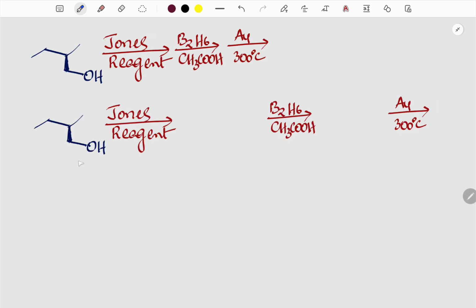It is a primary alcohol. So the primary alcohol is treated with the Jones reagent. The Jones reagent is CrO3, acetic acid and H2SO4. So in the presence of H plus, CrO3 is a strong oxidizing agent. Therefore the primary alcohol undergoes complete oxidation and gives the corresponding carboxylic acid.